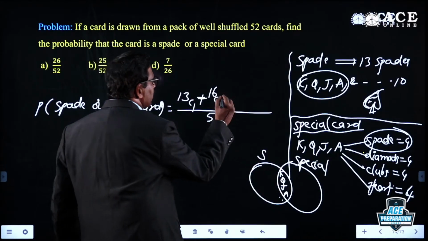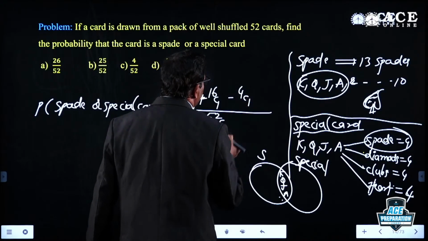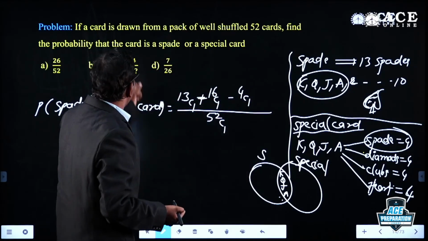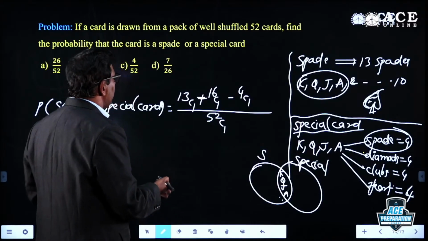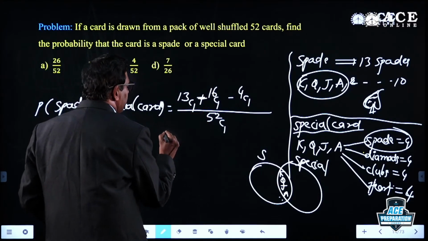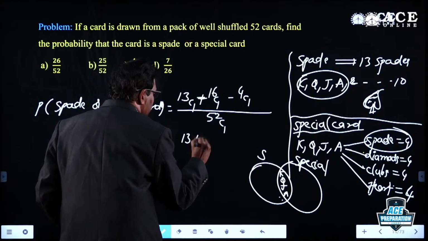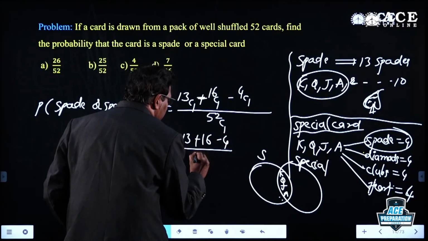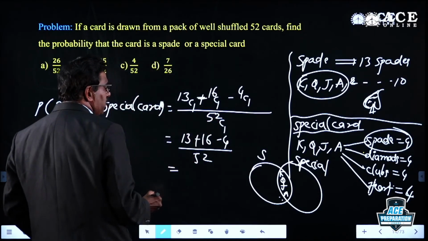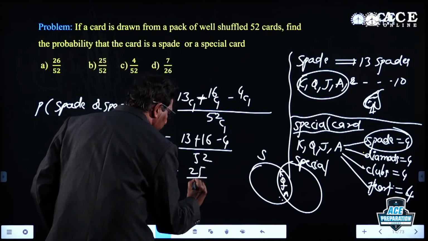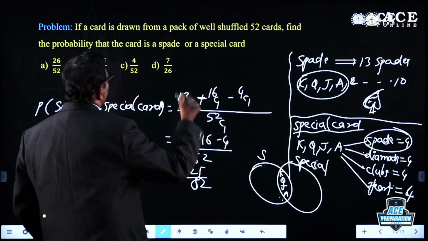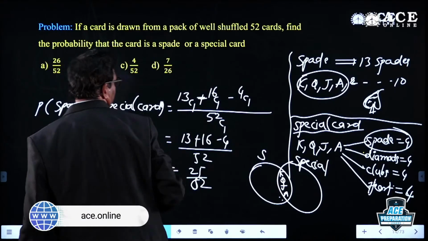How many common elements are there? 4 common elements, that is 4c1. Why c1? Because we are choosing only one card. That's why 52c1 in the denominator. That is 13 plus 16 minus 4 by 52. That is 29 minus 4, which is 25 by 52. This is 25 by 52, so option B is correct.